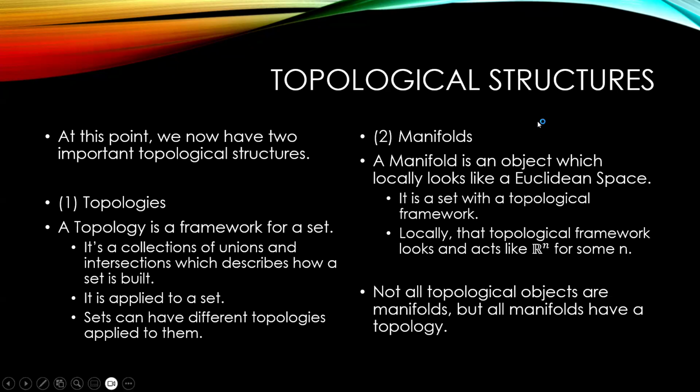Manifolds are a little different. And so a manifold is an object which locally looks like Euclidean space. And so it has a topological framework, but locally it looks like either a line or a plane or some form of Rn. Not all topological objects are manifolds, but all manifolds have to have a topology. And so that's the key difference between the two. But really, we're thinking about things which locally look nice and might not look nice in the bigger picture.